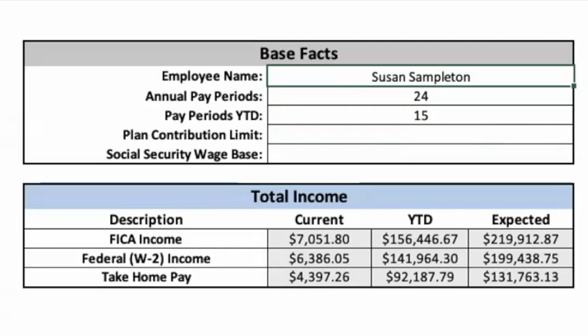Using the pay statement calculator, we now have enough information to fill out the base facts in the top left. Employee name, Susan Sampleton. Annual pay periods, 24, which is semi-monthly. And pay periods year-to-date, 15. For the retirement plan contribution limit, you can enter the elective contribution limit for whichever year you're reviewing, and the Social Security wage base. I've included the updated limits below this video.